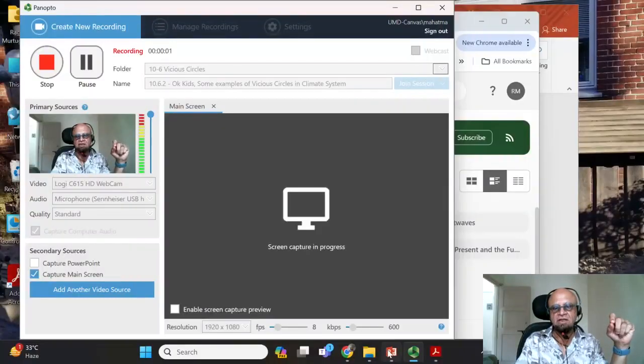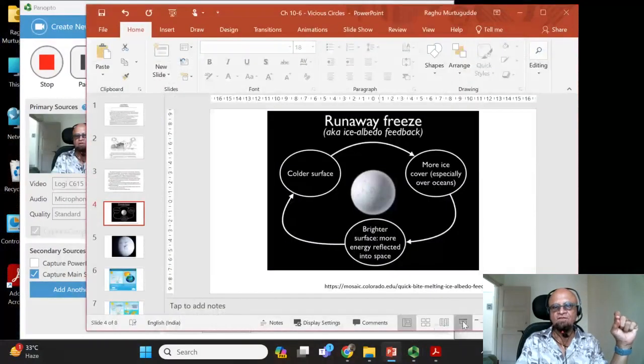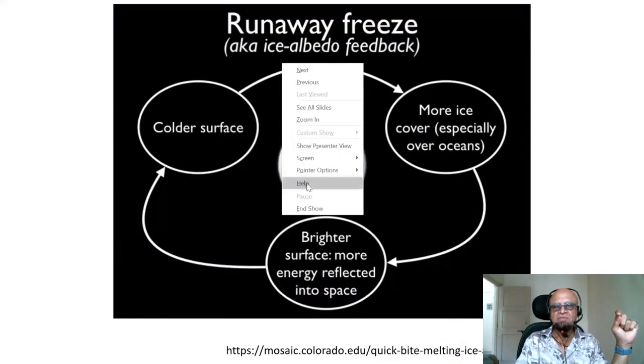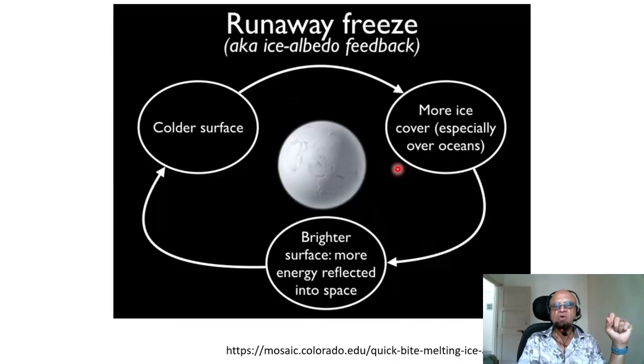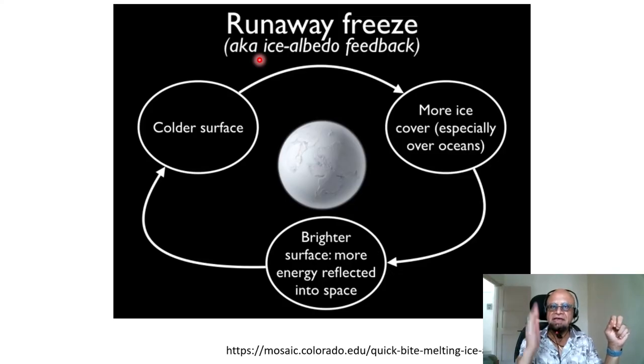Okay, kids, let's look at some examples of the climate system vicious circles, but this time with figures. We already used one figure. Here is a runaway freeze, also known as ice albedo feedback, which we already talked about many times. What is runaway? It means it keeps going in one direction till things get very bad, and then there is some break in the system that brings the system back.